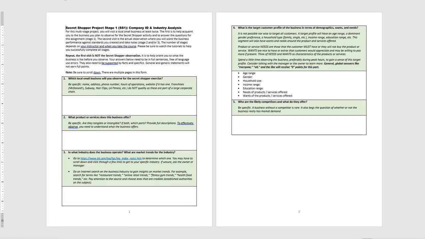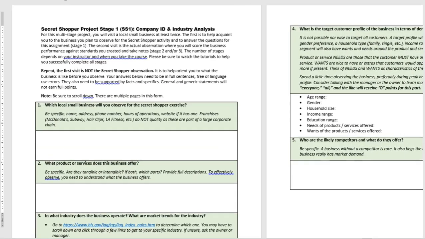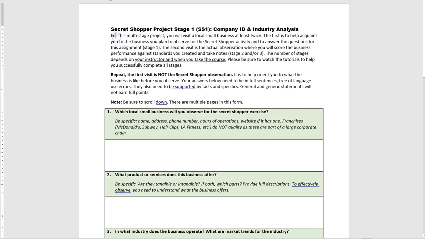Let's go ahead and zoom in on this 2-page document. Let me focus on the first page. Here you will find instructions on how to complete this assignment. It will say, for example, that you will likely have to visit the business at least twice. The first visit is to help orient you to the business before you observe and to help you answer the questions for this stage 1 assignment.